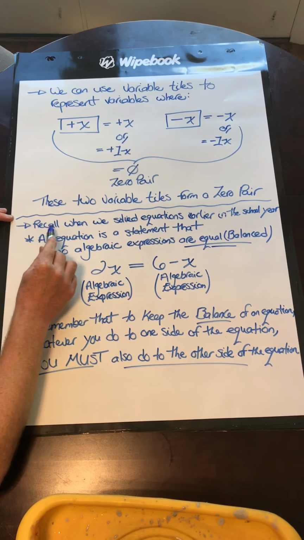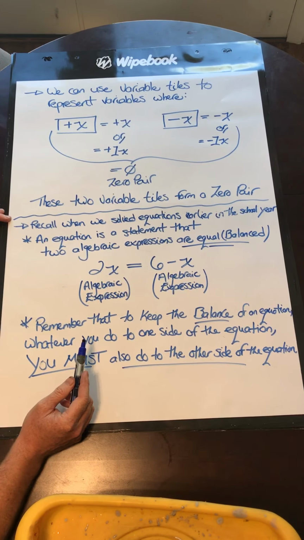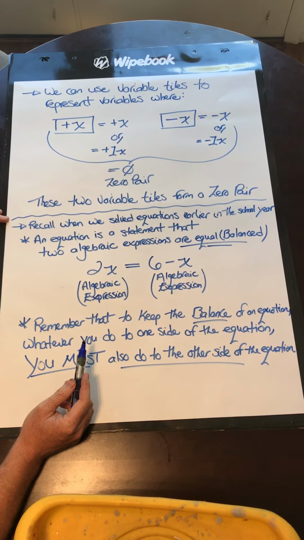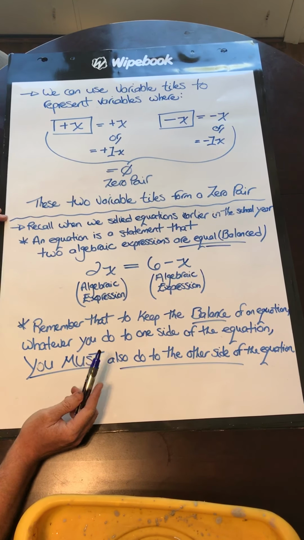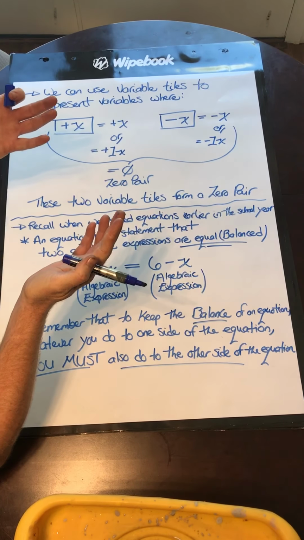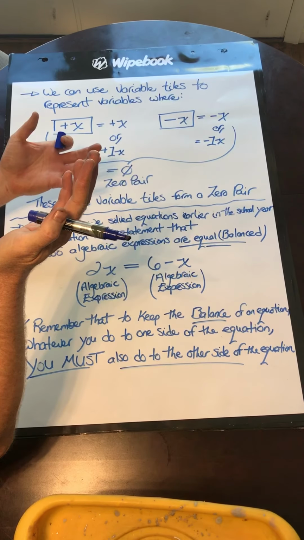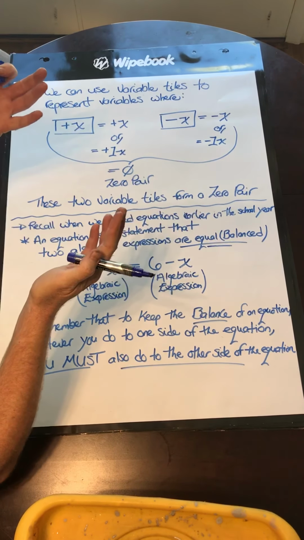Okay, you'll recall when we solved equations earlier in the school year, an equation is a statement that two algebraic expressions are equal or balanced. And I hope you can remember the balance that we had, where if we changed something, it was unbalanced, and then to get it back into balance, we had to do the same thing to the other side.